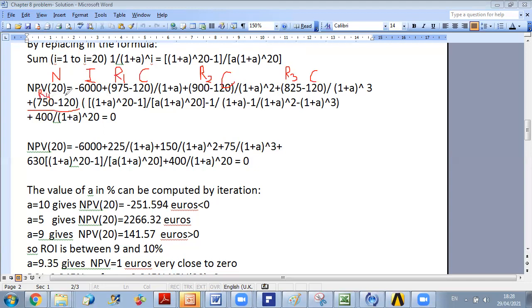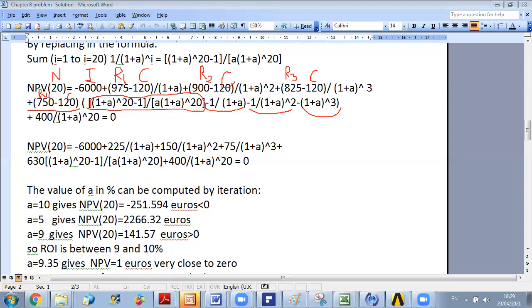I can take it outside as a factor. And then I replace my summation from 1 to 20 by its expression. And I don't forget to subtract the 3 first terms, namely minus 1 over 1 plus a, minus 1 over 1 plus a squared, and minus 1 over 1 plus a cubed. And as you can see here, you can group terms together.